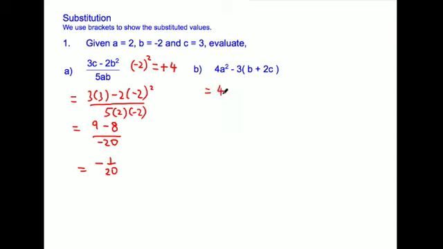In the second example, again, we first substitute the values using brackets. B is negative 2 and C is 3. 2 times 3 is 6. We do the square term first. So we have 4 times 4, which is 16. And here we do the brackets first. 6 minus 2 is 4. 16 minus 3 times 4, which is 12, is 4.